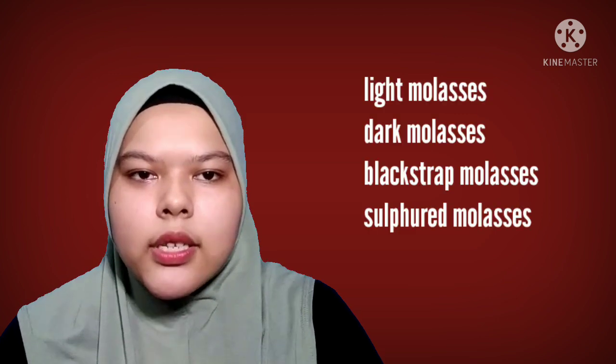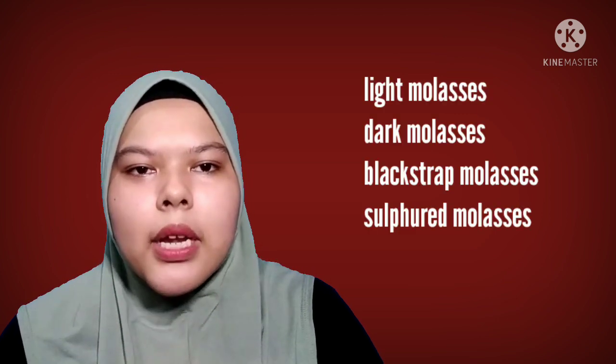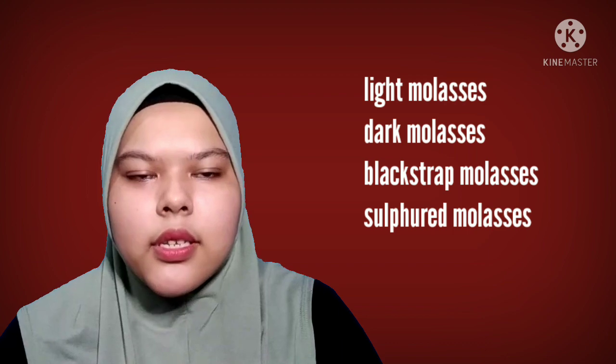There are several types of molasses, which are light molasses, dark molasses, blackstrap molasses, and sulfate molasses. All these types of molasses differ in color, consistency, flavor, and sugar content.